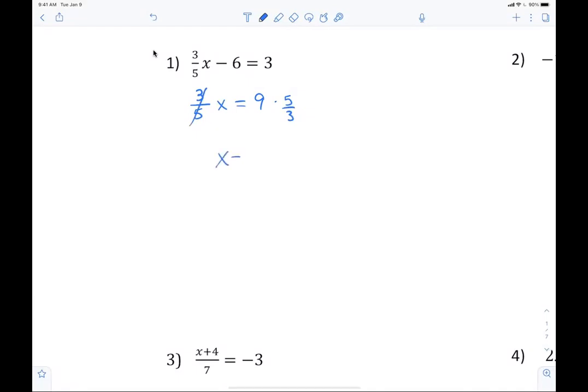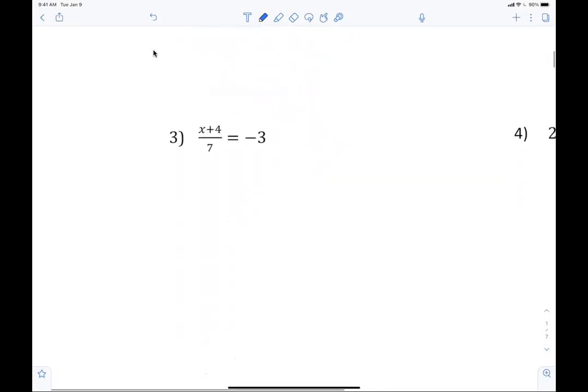And so now remember, you divide first. 9 divided by 3 times 5. 15. If you got that right, give yourself a check. All right. And then we're moving down to number 3.